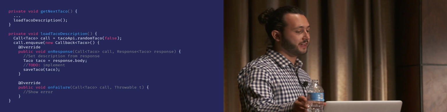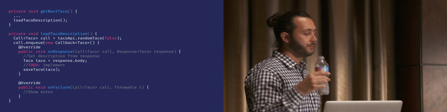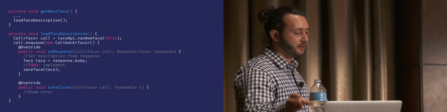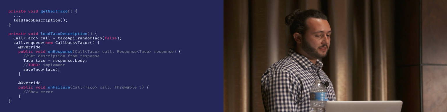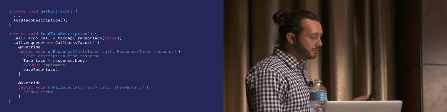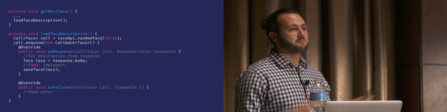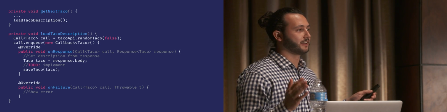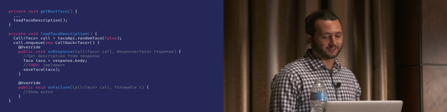So this is what it looks like in our app when we're going to get a random taco. We're going to request a random taco, and I'm going to make the request asynchronously. When it succeeds, I'm going to save the taco. When it fails, I don't care because it's a 45-minute hackathon and I'm going to keep going. So let's talk about how the save taco method might work.